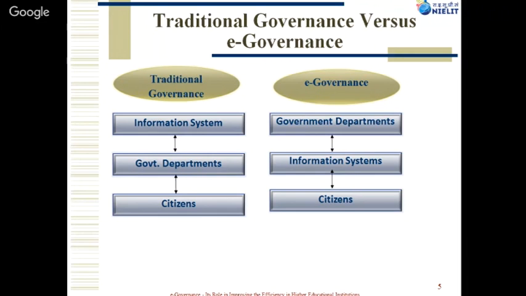But now with e-governance, the scenario has changed. Government departments have gone one step behind. Information systems are there and citizen. Information system may be online submission of the application, online certificate issuing, and the citizen can use web services, web portal, or other media to get the information. Instead of going to a particular department to get the information, it is through the information system. So this is another major visible difference between governance and e-governance.